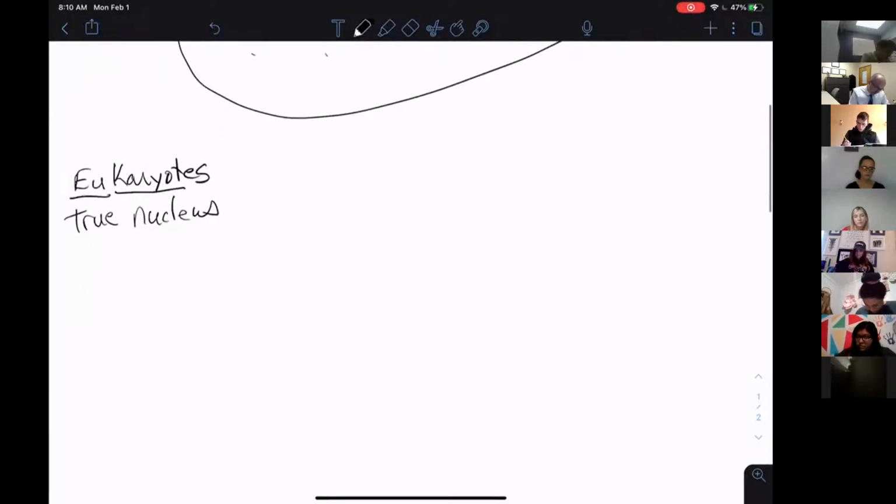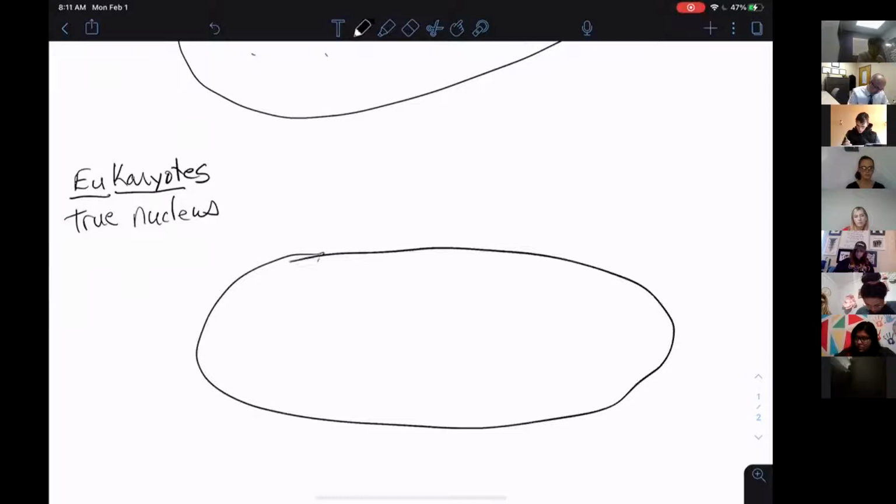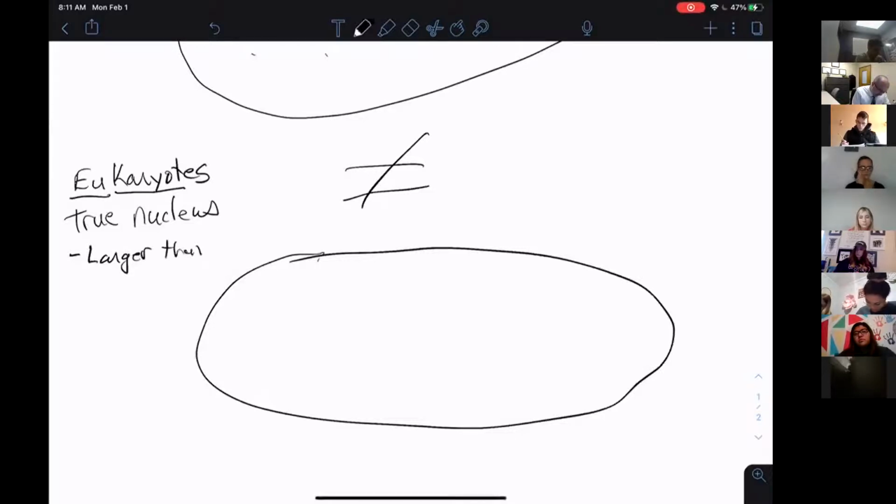If I were to draw a quick diagram of what that looks like, by the way, in size comparison, they're nowhere near equal. Not equal in size. The eukaryotes are tens to hundreds of times larger than a prokaryotic cell. Much, much larger. I'll even put that right here: larger than prokaryotes. They have a nucleus, right?